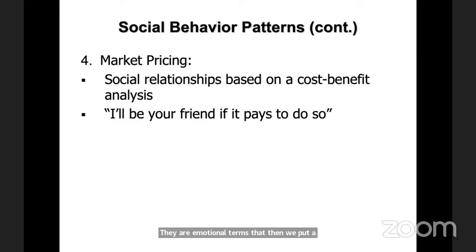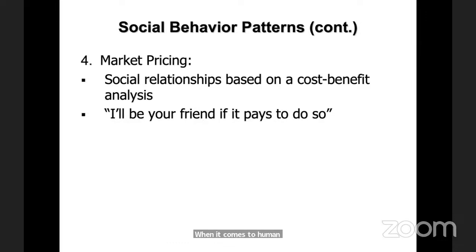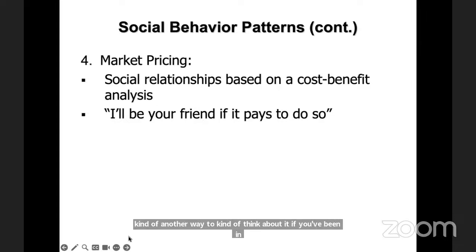Okay. And so again, when we're talking about market pricing, we're not talking about this objective spreadsheet where on one side we have the costs, on the other side we have the benefits. When it comes to human interaction, we always have to remember that the emotional connection tends to be much stronger than that objective connection. Okay. And I would be willing to bet anyone who's been in a bad relationship probably would go, yeah, I should have probably used more of the objective side than the emotional side before I got involved with that person. So that's another way to think about it if you've been in any kind of toxic relationship.